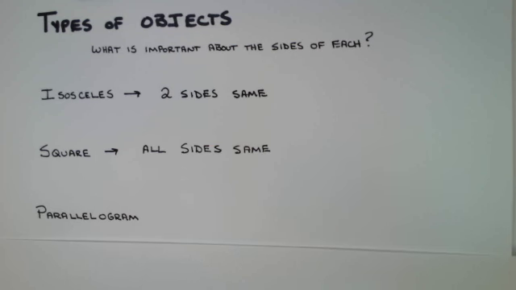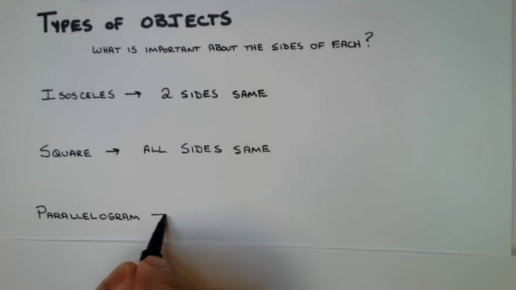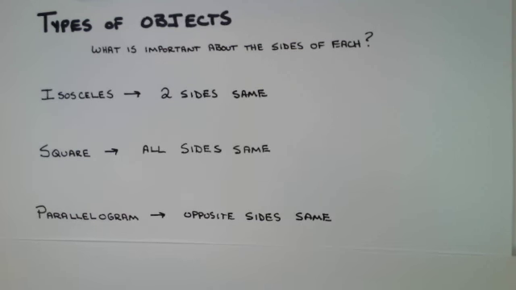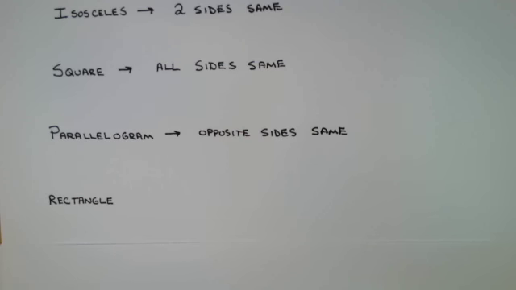What about a parallelogram? Parallelogram has how many sides? It's got 4 sides. What do I know about the sides? Opposite sides are the same. That means the top and the bottom would be the same, or the other sides will be the same. So you've got 2 sets of sides that are the same. Opposite sides are the same for a parallelogram. A rectangle is another type of object they'll give you. A rectangle is a special type of parallelogram, but we're only worried about the sides of a rectangle. Again, the sides of a rectangle are the same as a parallelogram. Opposite sides have to be the same.